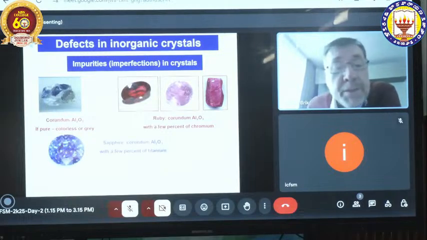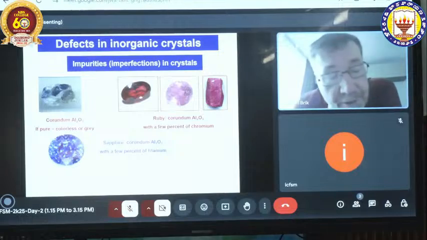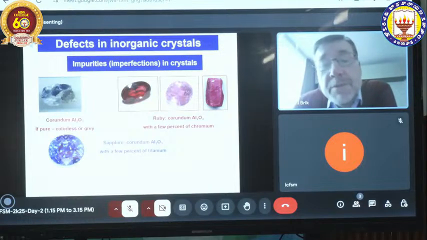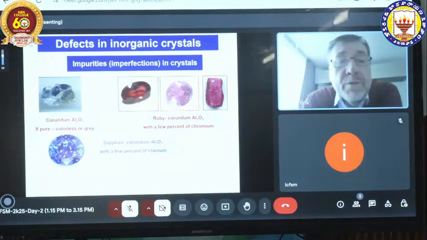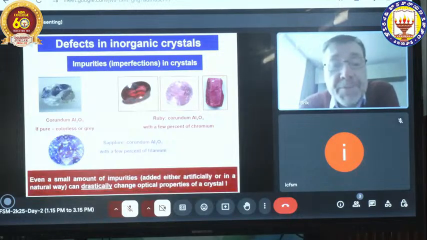Another example is the same corundum, but if a few percent of aluminum ions are replaced by titanium, we have another drastic change of color. It becomes blue sapphire. So these are classical examples which illustrate the role of impurity ions in optical materials.